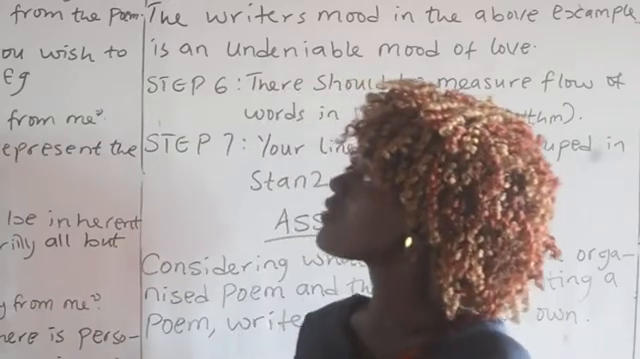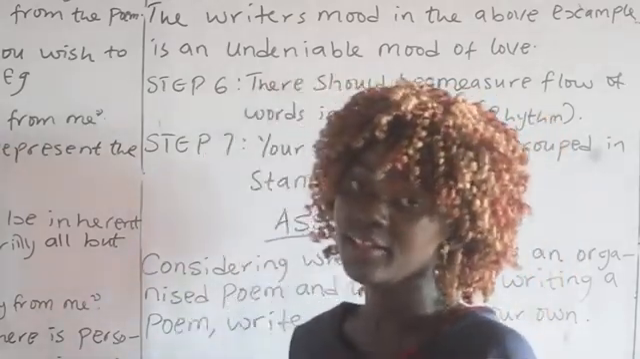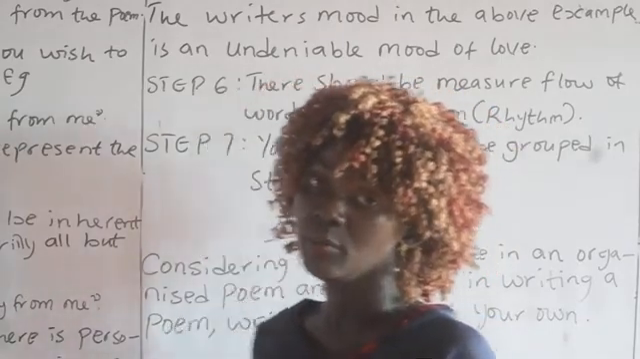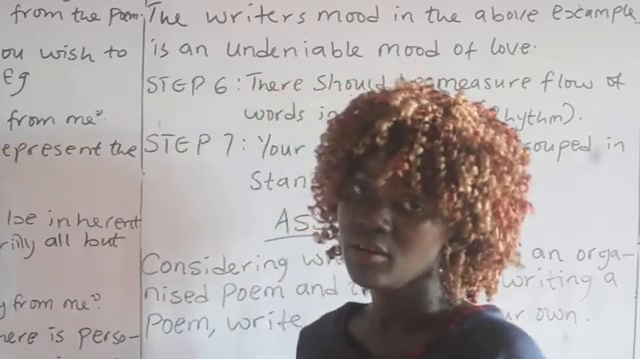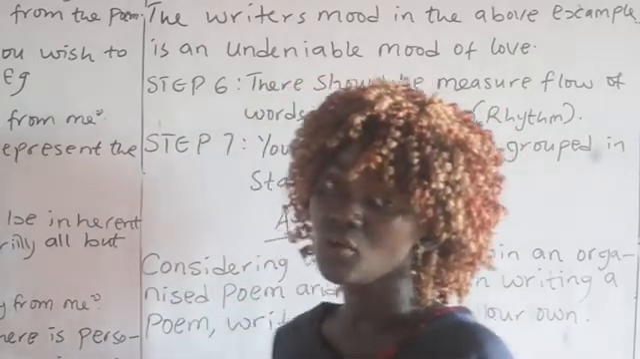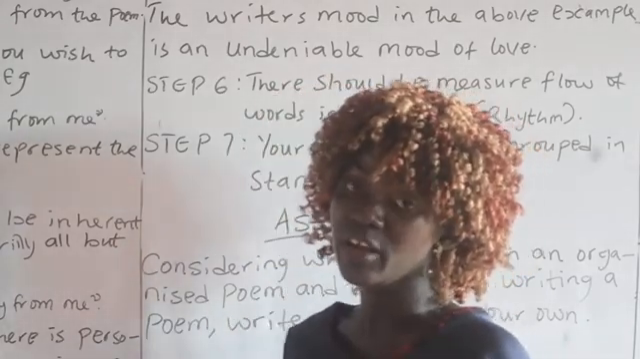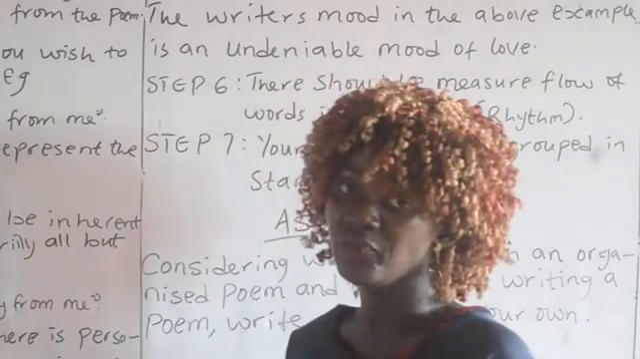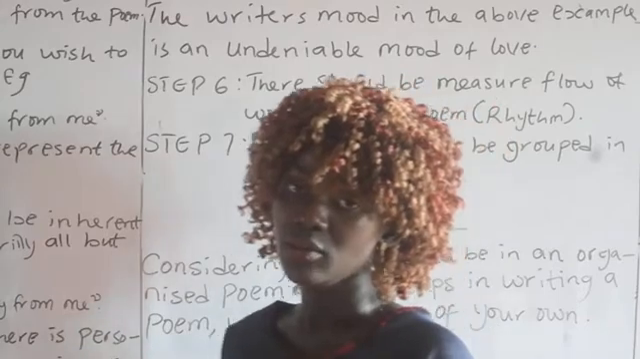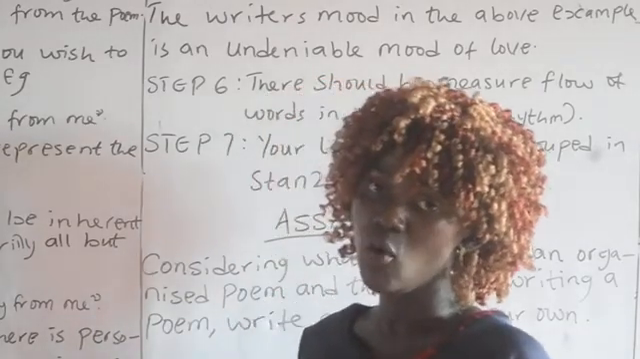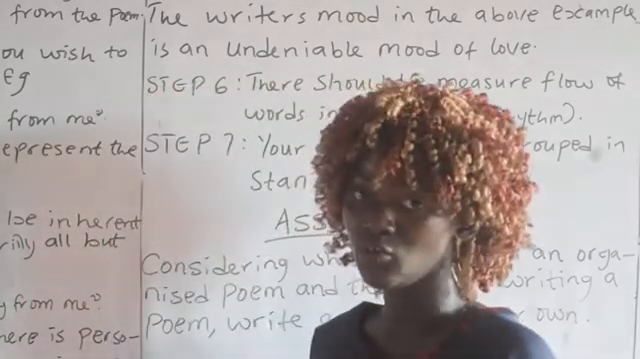Our topic is writing a poem. In our last lesson, we defined poem, and we know that a poem is a piece of writing written in lines and stanzas that a poet uses to express his emotions or his feelings to the reader. And there are steps that need to be considered when writing a poem. It is these steps that we are going to be looking at today.